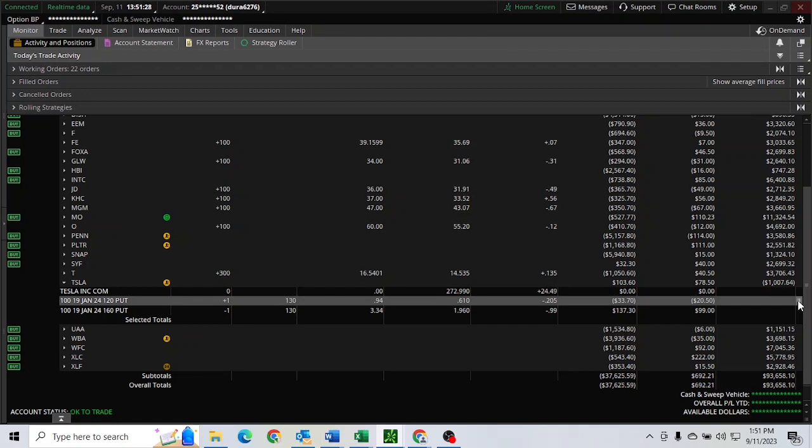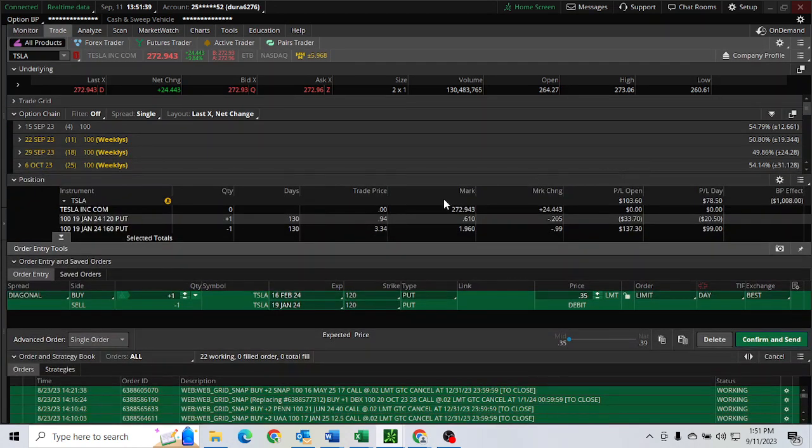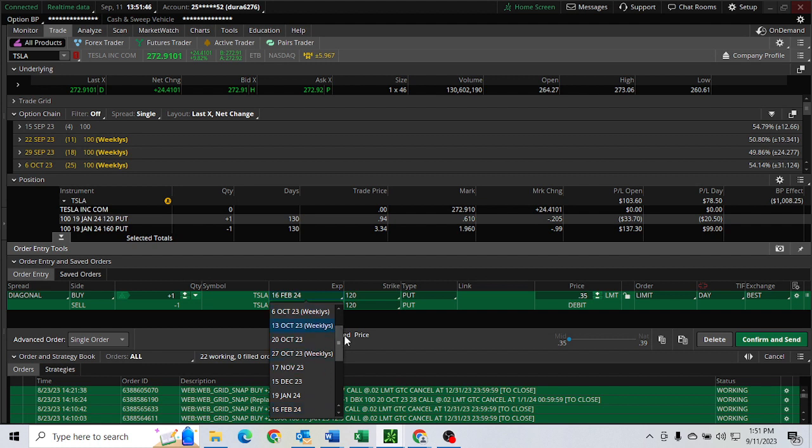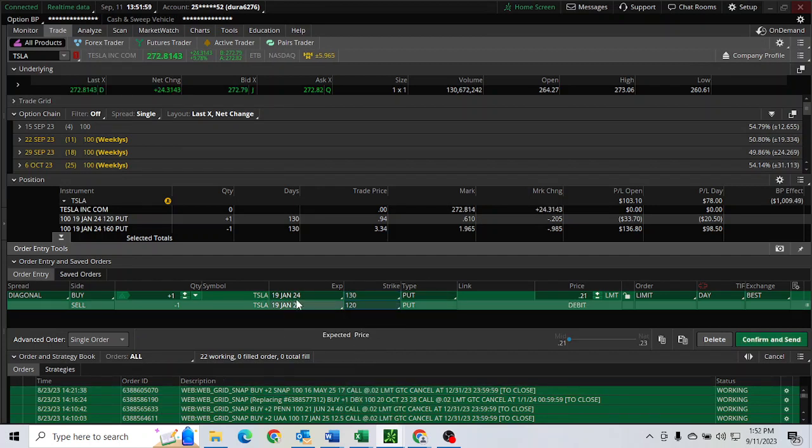So this one, what I'm going to do is I'm going to roll this. So I'm going to sell it and buy a new one. So create a rolling order. It's automatically going to create a rolling order to February, but that's not what I'm going to do. What I'm going to do is I'm going to go to January again, January 2024. And I'm going to do it for 130. Now what that would do, I'm going to sell the 120 and buy the 130 put.